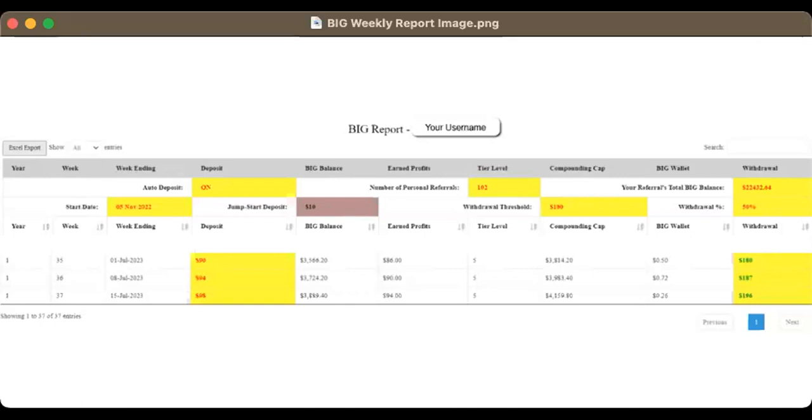Because this image is not very clear, I'm not going to keep going with that. But one thing that you're going to love about this is that all of your information automatically populates: the number of personal referrals, what their total combined big balance is, the withdrawal threshold, and the percentage that you already have set in your back office. And anytime you change that, it will also change automatically on this report. So those are the two things that I wanted to cover.